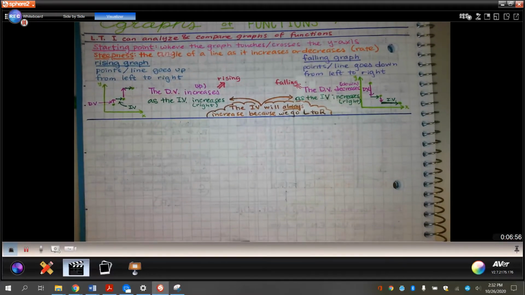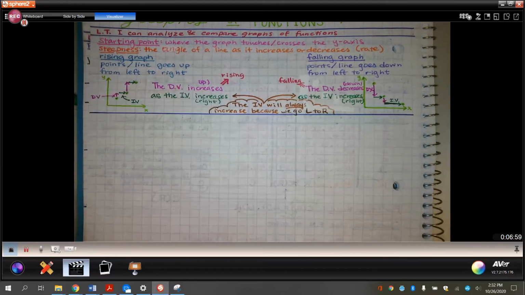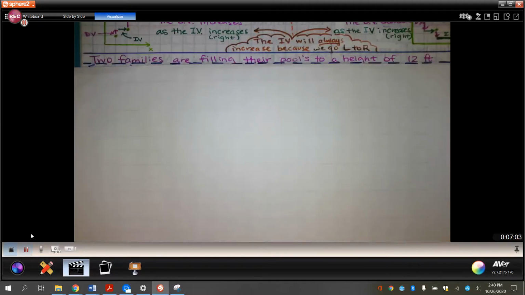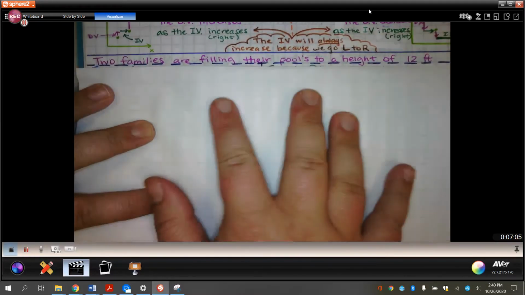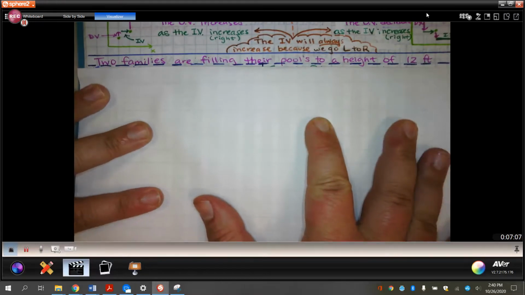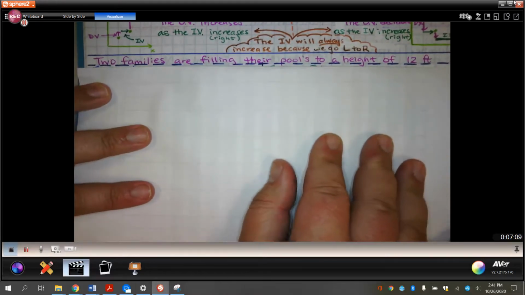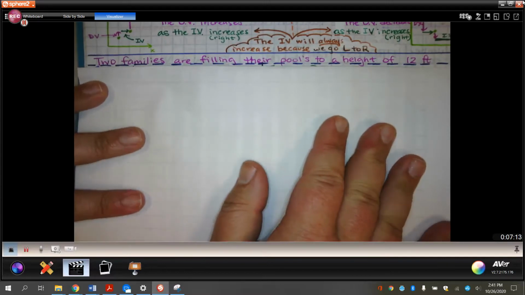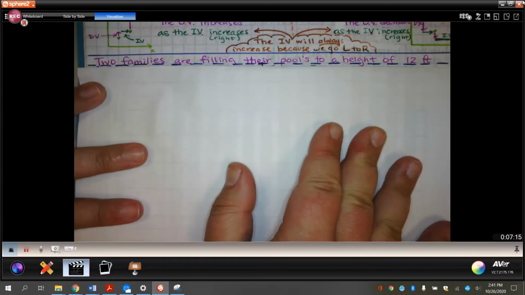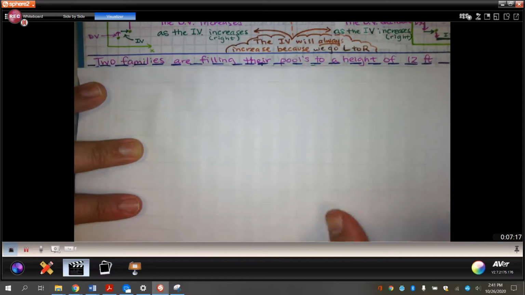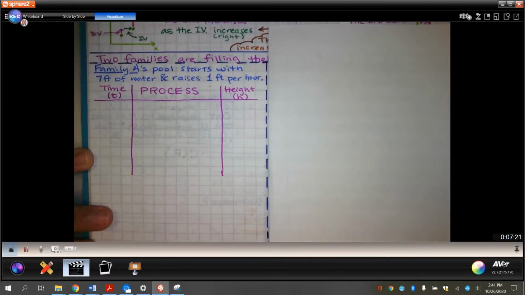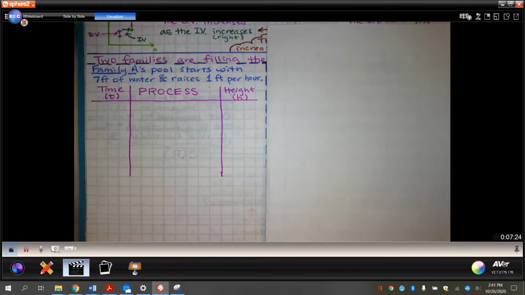Okay, so now let's look at a scenario. Two families are filling their pools to a height of 12 feet. We're going to talk about this not in volume, but like the height of the pool. It doesn't matter if they're the same volume or not. That's just what we're going to look at. So we have two scenarios. Family A's pool will start with 7 feet of water and rises 1 foot per hour.